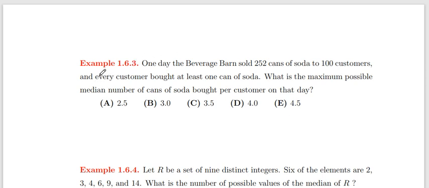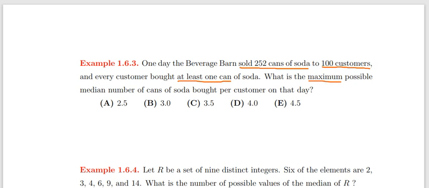Okay, so for this problem, they sold 250 cans of soda to 100 customers, and every customer bought at least one, right? If you do not buy at least one, you bought 0, so you are not a customer. So the question is, what is the maximum? Here we're talking about the maximum or minimum, those extreme situations.